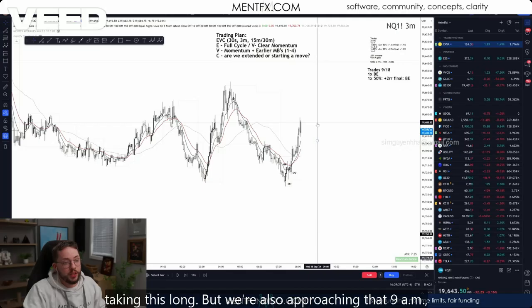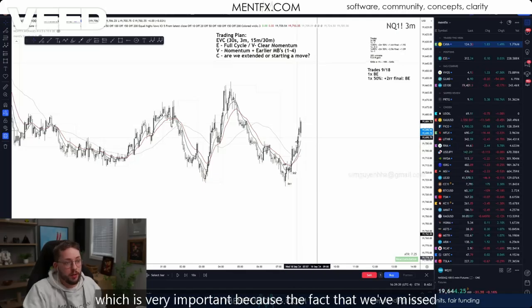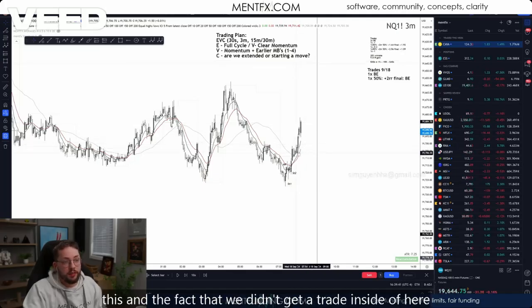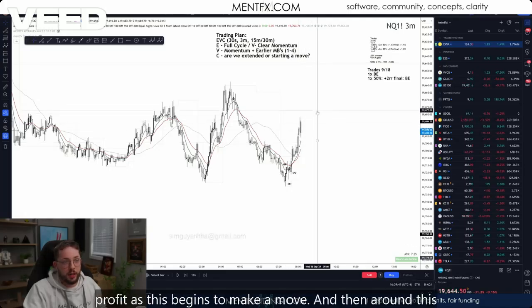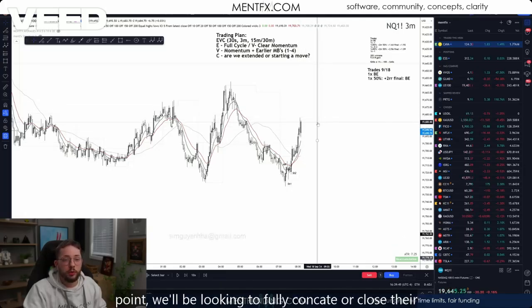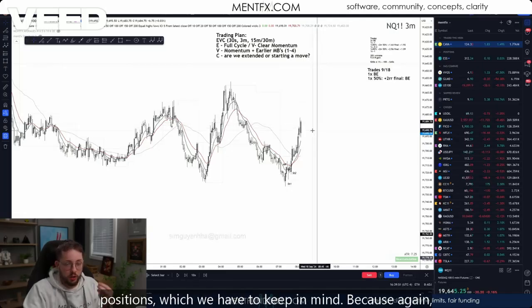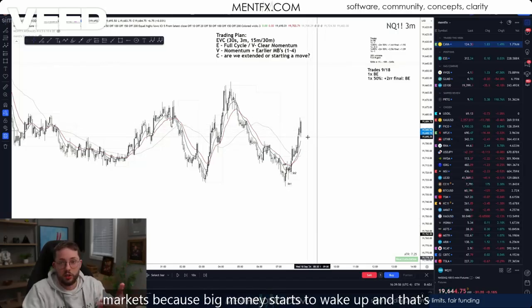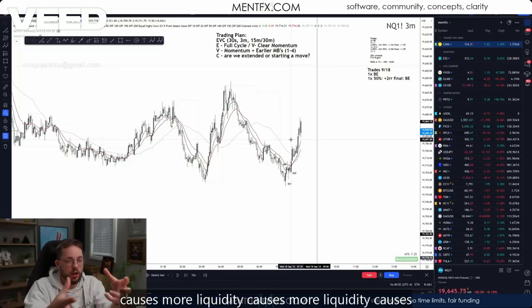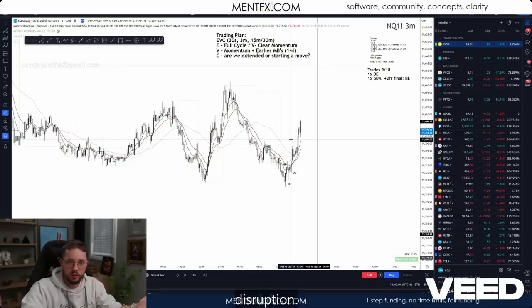But we're also approaching that 9 a.m., which is very important. Because the fact that we've missed this and didn't get a trade inside of here means that whoever is positioned here will be looking to profit as this begins to make a move. And then around this point, they'll be looking to fully close their positions, which we have to keep in mind. Because those points are where big money starts to enter the markets, because big money starts to wake up, and that's around when more liquidity comes in. So more liquidity causes more liquidity, causes more liquidity, causes disruption.